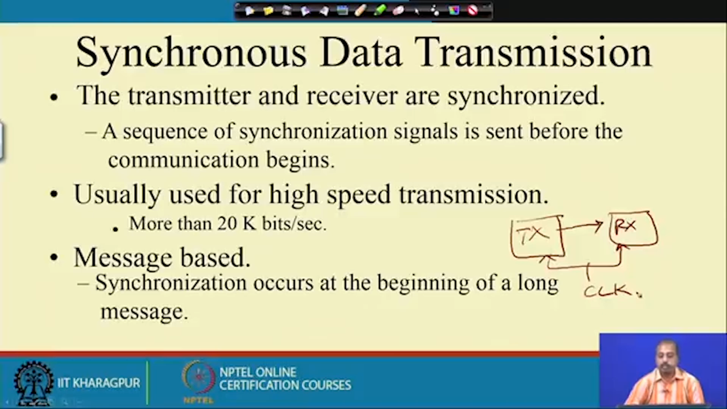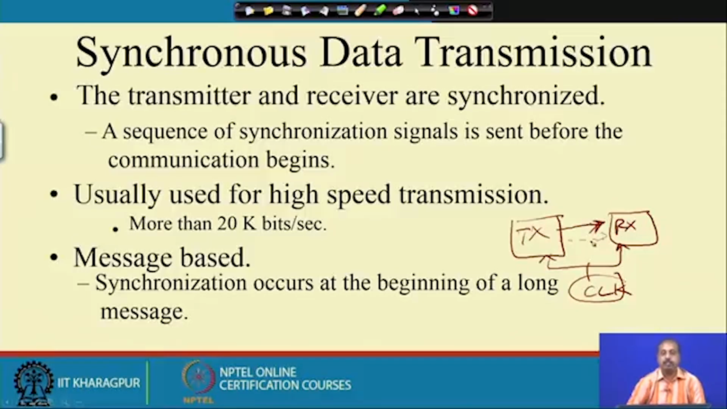A sequence of synchronizing signals can be sent before the communication takes place, like telling the receiver that I want to send data now. That way, this clock acts as the synchronization signal. Or there may be some signals sent from the transmitter to the receiver telling it that it is going to start the communication, and the bit rate and everything can be set.